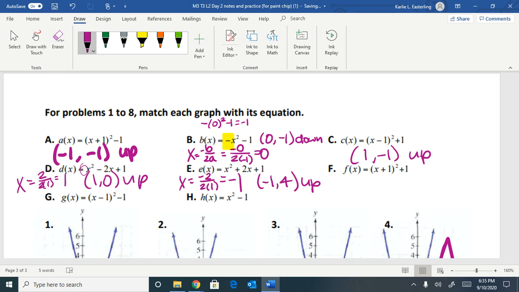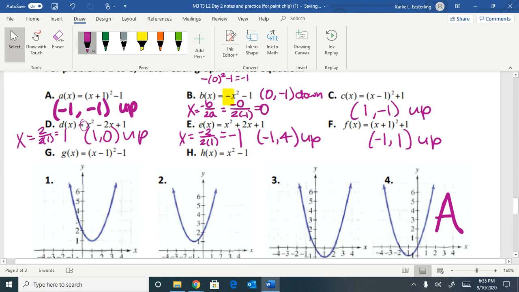And then back to vertex form, personally my favorite just because it's so easy to find our vertex. So we're looking at (-1, 1), opening up. Down here at G, we're looking at (1, -1), opening up.